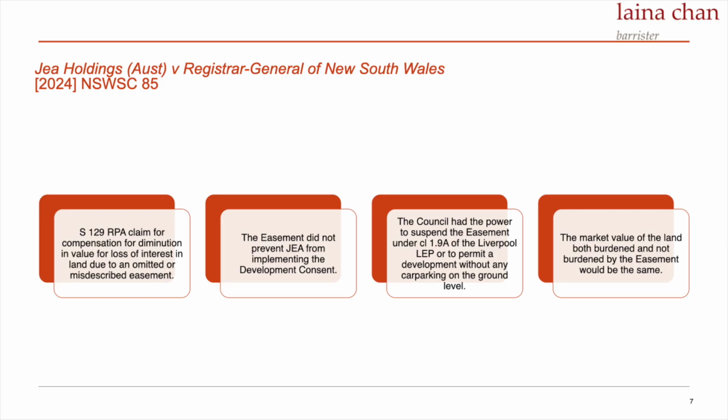The second case is the case of G Holdings and Registrar General of New South Wales. In this case, yet again, it was a developer who was upset that an easement didn't show up on the title of the property. They said that they had suffered loss or damage, but they weren't seeking compensation on the basis that they had paid too much for the land. That wasn't what it was. They were just upset about the development potential of the land. And they were unsuccessful, yet again, because the court found that they were not precluded from carrying out the development.